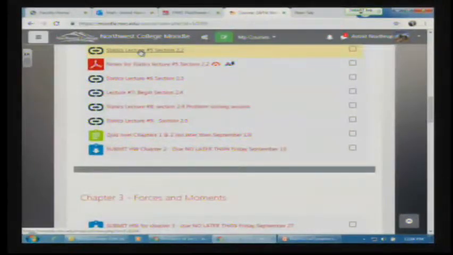But if you take a look at our Moodle page, you'll see that statics lecture number 9 covered section 2.5, which is the last section in chapter 2. We also have the quiz over chapters 1 and 2, which says it's due no later than September 13th, which is today, but the quiz will be open all weekend, so you can take it at your leisure over the weekend. Also, submit homework chapter 2 due no later than Friday, September 13th. Also will be open over the weekend.